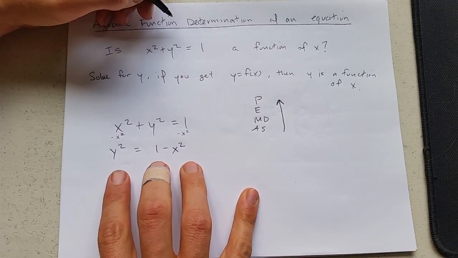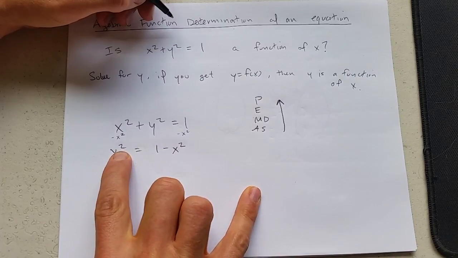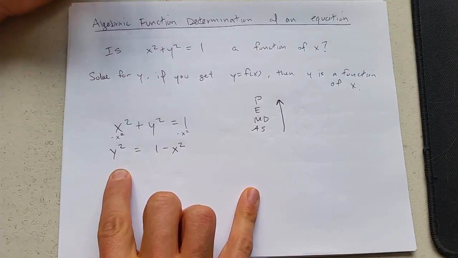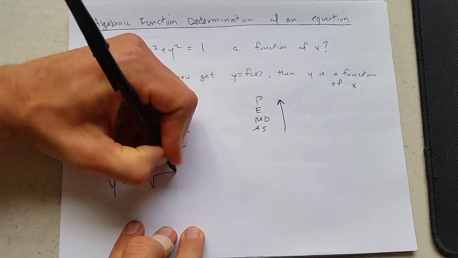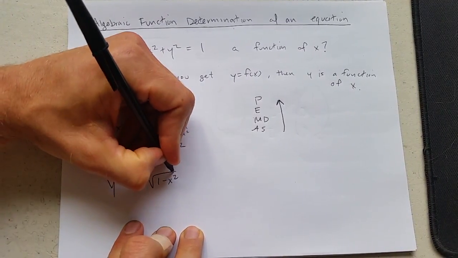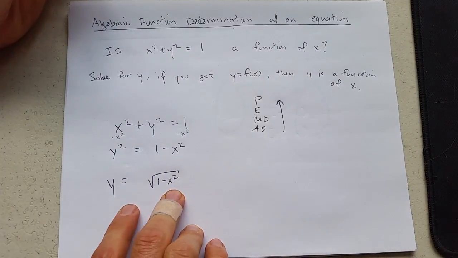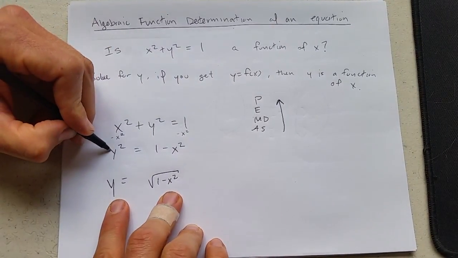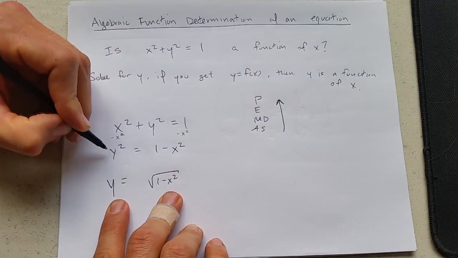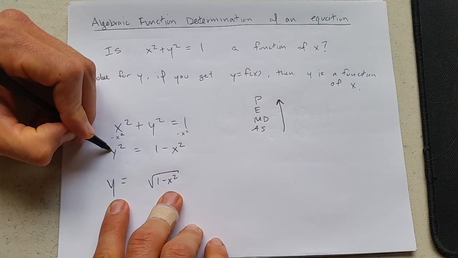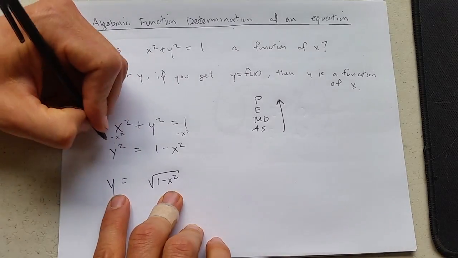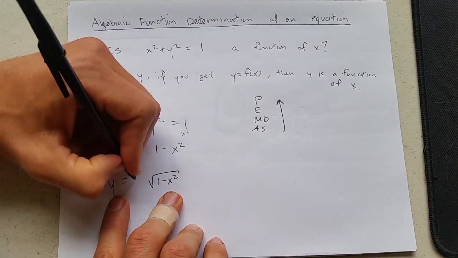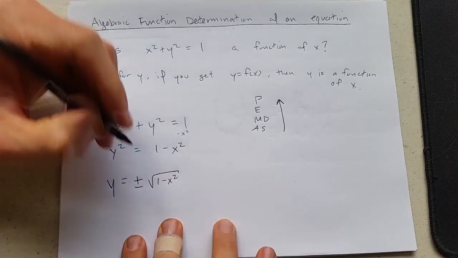Once we're here, now what do we do? I just have to get rid of the squared. How do we get rid of a squared? I do the opposite, which is a square root. And we have 1 minus x squared. But remember, y, if you square it, if it was negative, it would become positive automatically. So you lose the fact that y can be positive or negative. So when you take a square root of something squared, you get plus or minus.